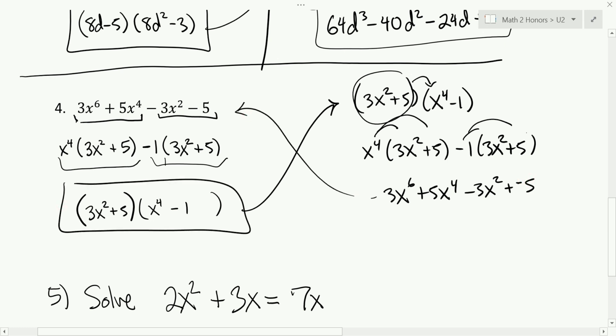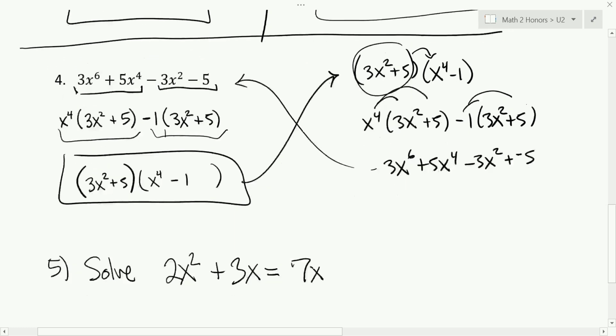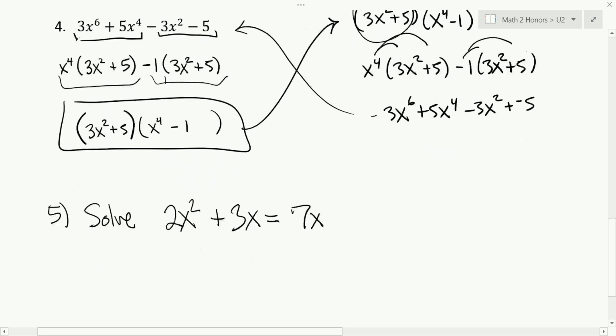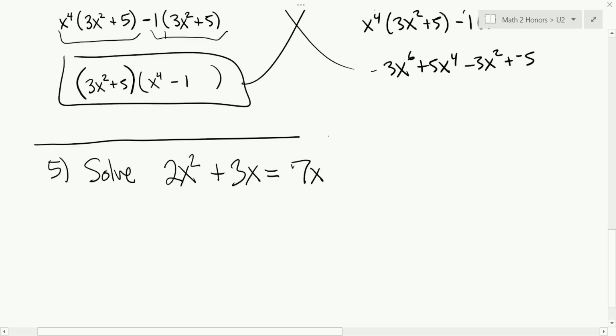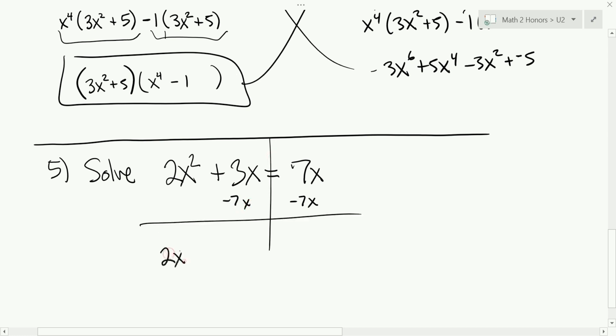Okay. So this last one, I want to show you number 5 really quickly. It's what we were doing before. If I want to solve, I need to make sure it's equal to 0. So I'm going to subtract 7x from both sides here because it has to be equal to 0 when we're solving. And we get 2x squared minus 4x equals 0 because I want to use that zero product property.